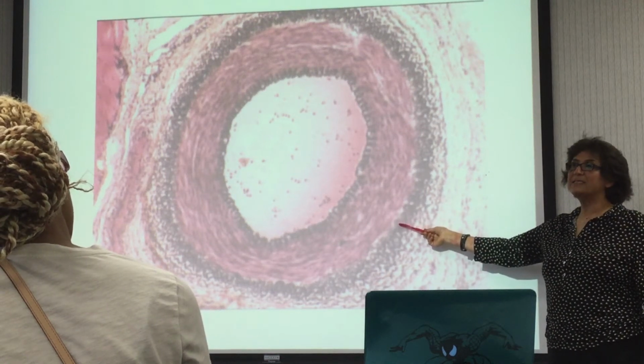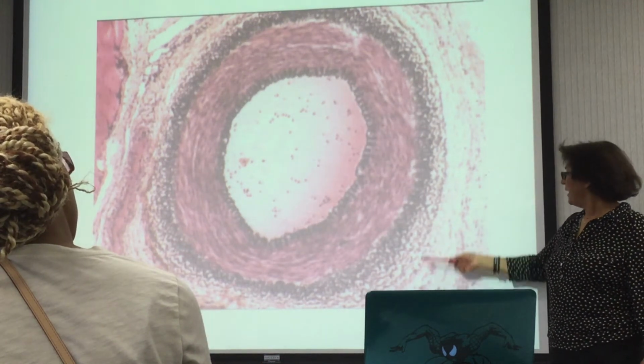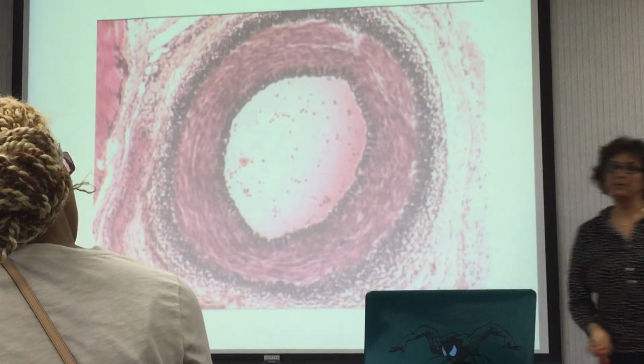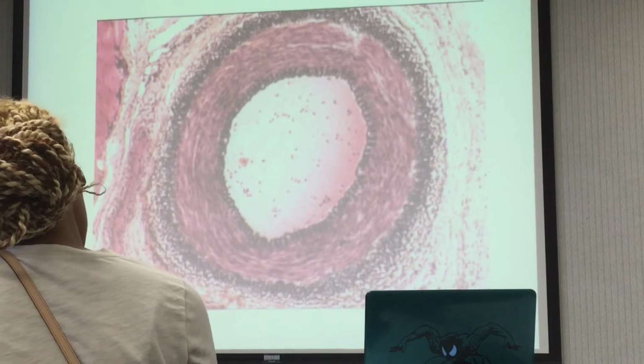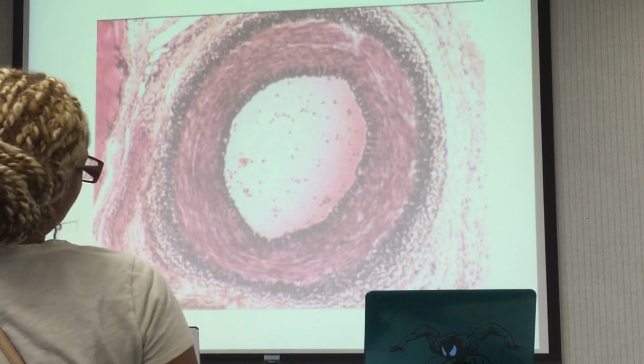Internal elastic lamina. External elastic lamina. And what's right here? Adventitia. Good. So tunica externa is adventitia. Okay.